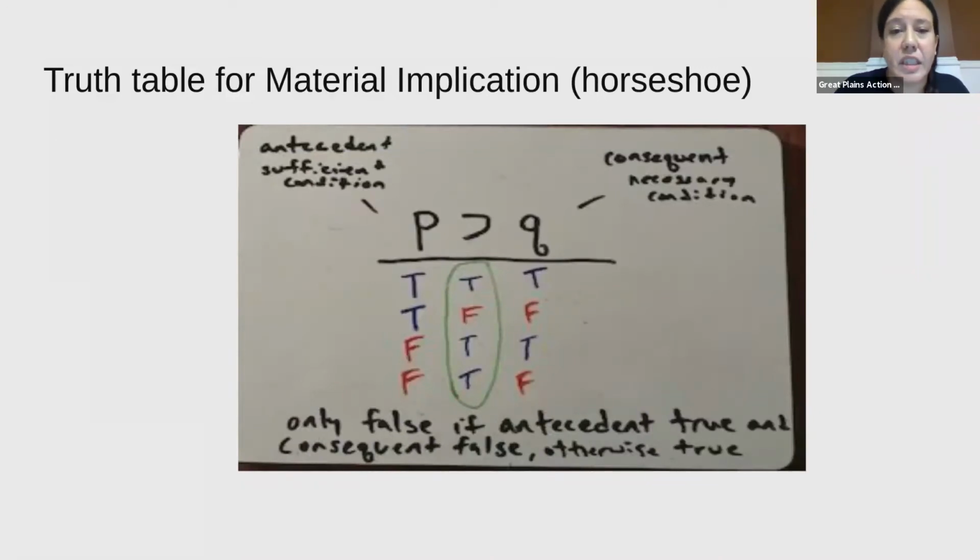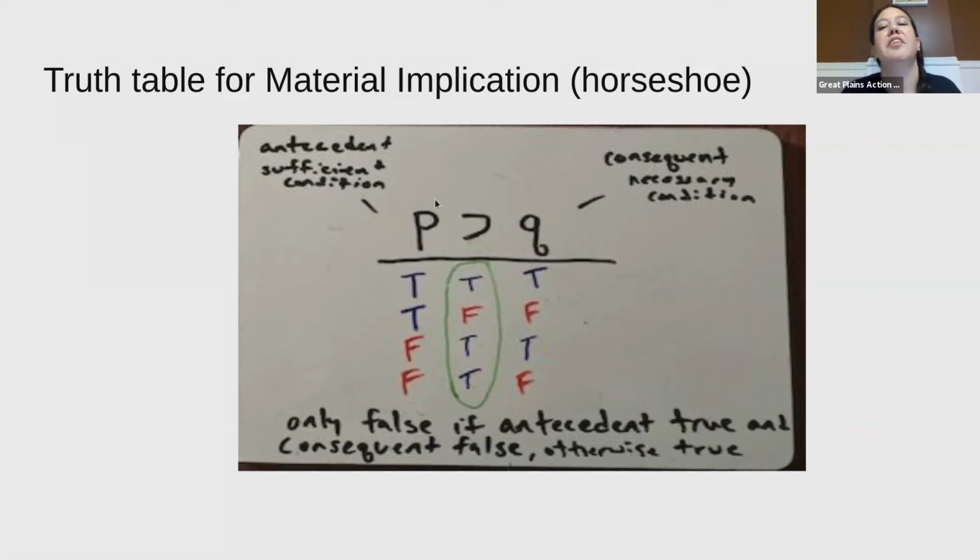Material implication, we use a lot of if-then sentences. Sorry if this is hard to read. But for the horseshoe, so if P, then Q, it's only going to be false when P is true and Q is false. Otherwise, it's true. And if you think about what it's saying, if P occurs, then necessarily Q is going to be the case. Well, when is that not true? Well, when P is true, but Q is not the case.